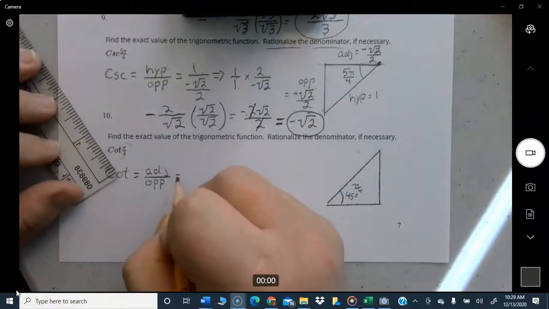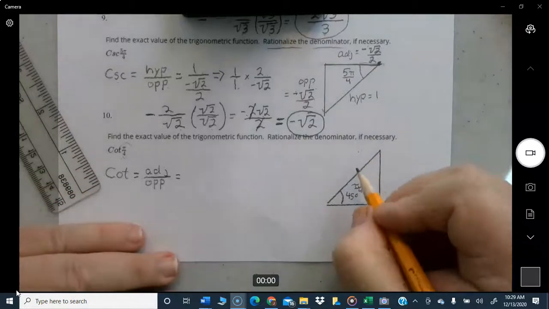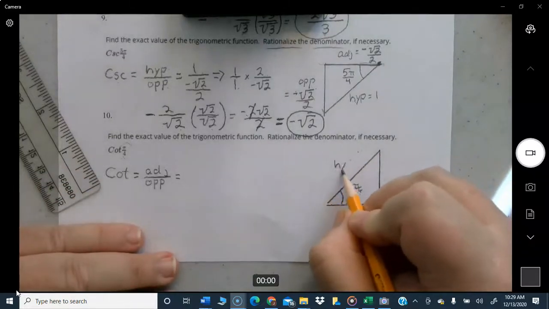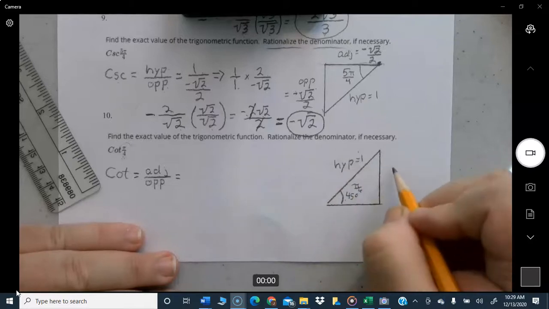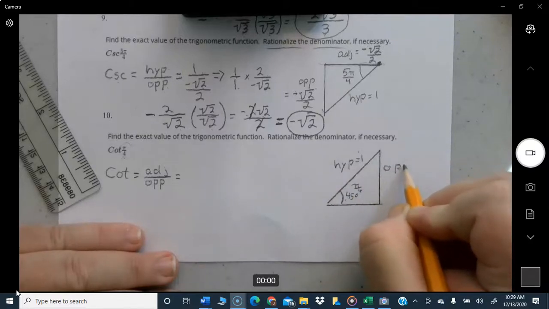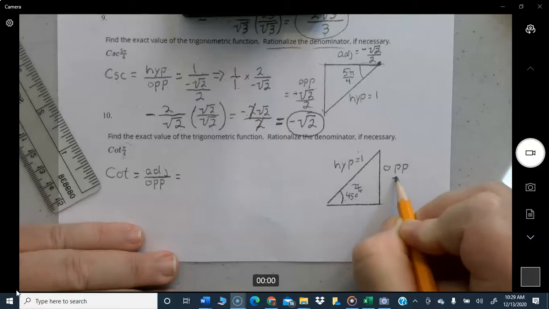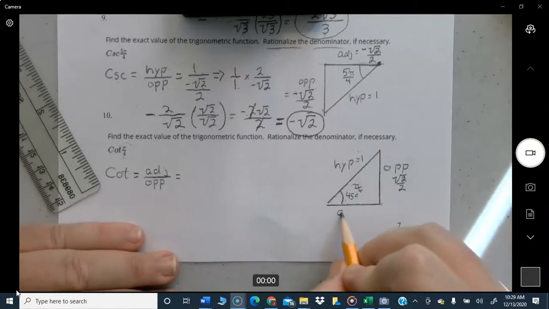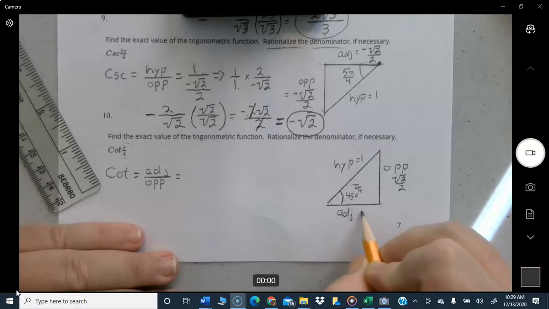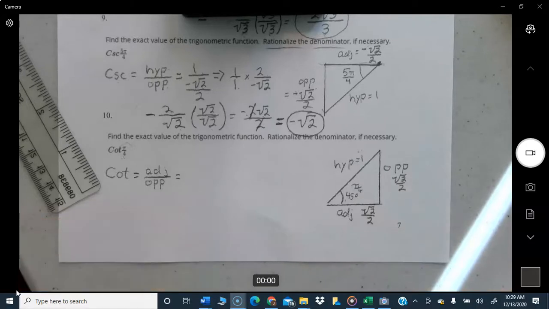So that's going to equal adjacent. Let's write it over here first. This is the hypotenuse. That equals 1. This is the angle, so on the opposite side of the angle is going to be square root of 2 over 2, that's positive, and on the adjacent is square root of 2 over 2.